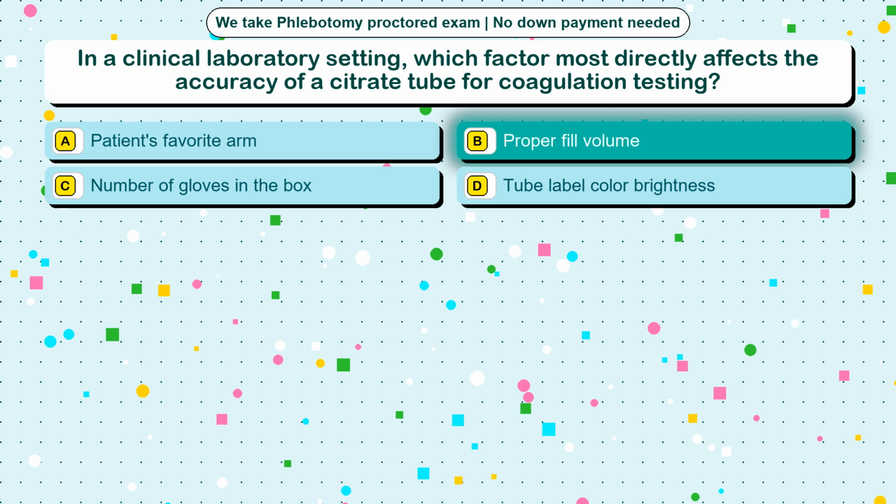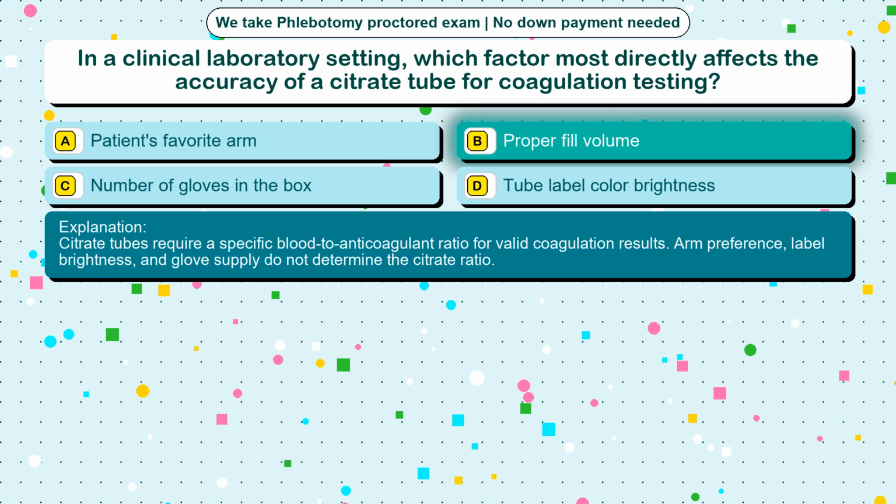The correct answer is option B. Proper fill volume. Citrate tubes require a specific blood-to-anticoagulant ratio for valid coagulation results. Arm preference, label brightness, and glove supply do not determine the citrate ratio.